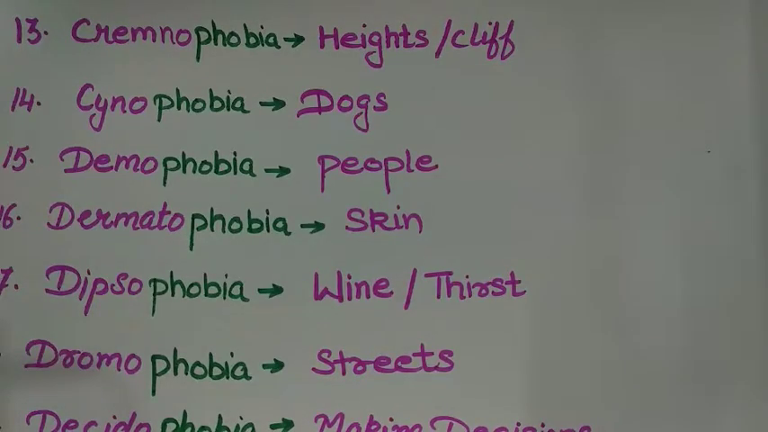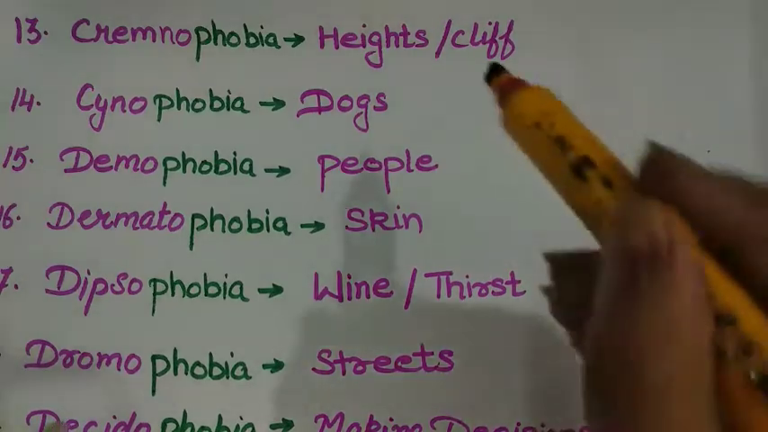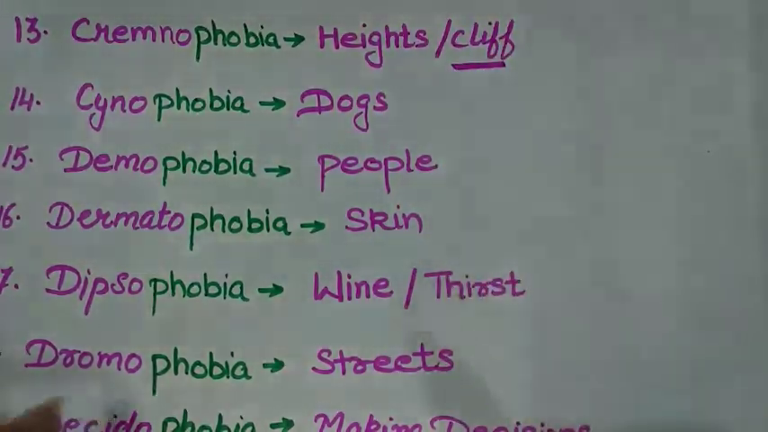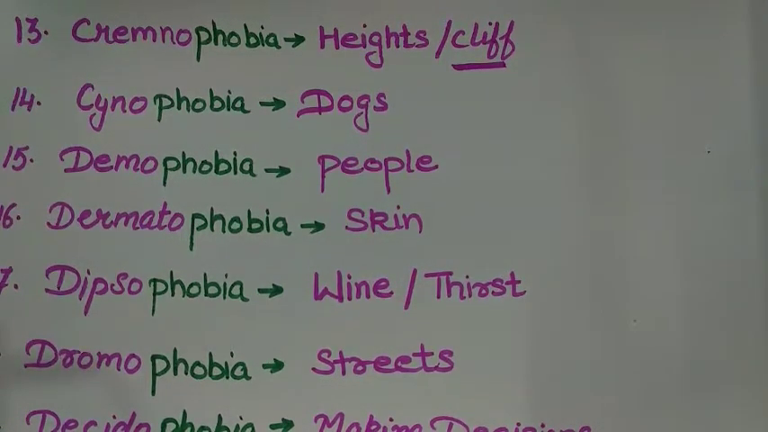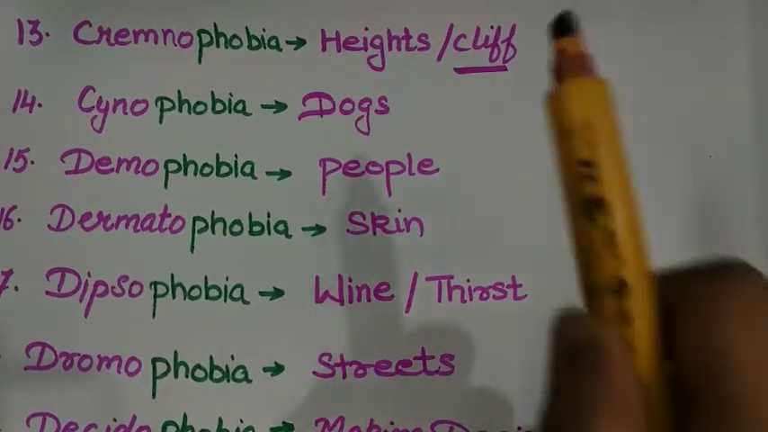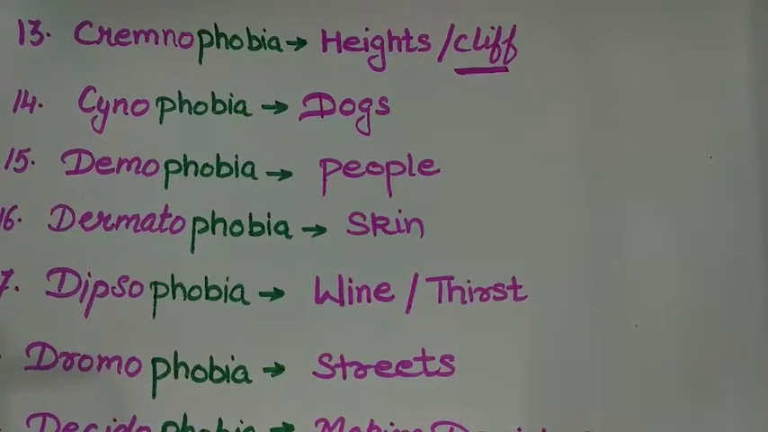Next is cremnophobia. Cremnophobia is phobia of basically getting on the cliffs. So we can connect it with the phobia of height. Phobia of height is called acrophobia. So basically cremnophobia is related to height. Now a cliff is the topmost point of any mountain, so it is related to height only.